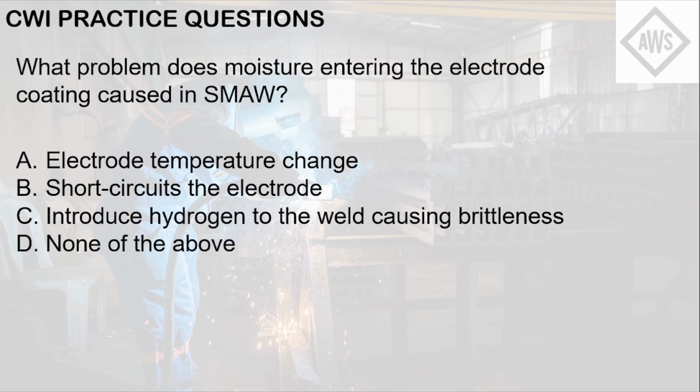So when moisture enters the electrode coating, what does it cause during the stick welding process? Does it change the electrode temperature? Does it short circuit the electrode? Short circuiting mainly pertains to GMAW processes. So letter C is the correct answer because when moisture enters the electrode, basically it's H2O, when it breaks down, hydrogen can cause brittleness to that electrode coating or that molten weld pool in the welding process.